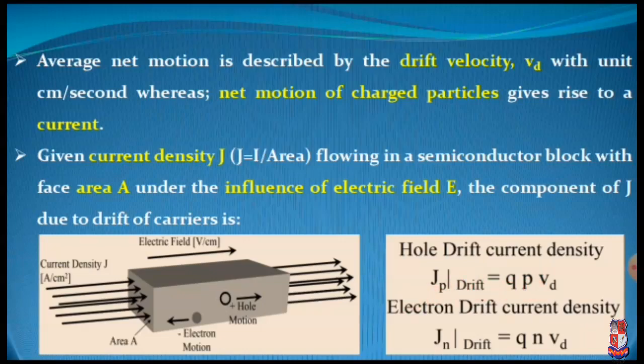Similarly, you can write the equation for electron drift current density, that is Jn drift equals q n vd. q is again the charge of an electron, n is the charge carrier concentration of electrons, and vd is the drift velocity. Here you can see the electric field direction. Holes are moving in the direction of the applied electric field and electrons in the opposite direction. Cross sectional area is in centimeter square.